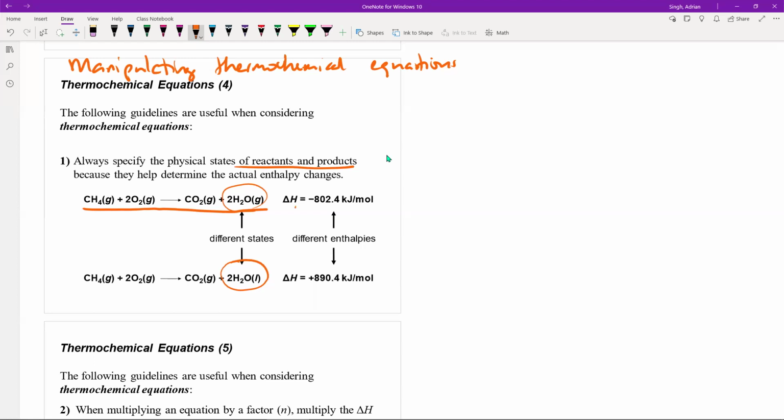So the delta H for this particular reaction, with water vapor, is negative 802.4 kilojoules per mole. However, when we have water in the liquid phase, it's actually positive 89.4 kilojoules per mole. So we want to make sure that we pay close attention to the physical states. Here it's a gas, here it's a liquid, when we define or use those thermochemical equations.